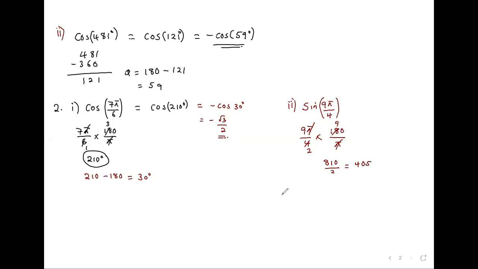Now 405 is bigger than 360, so from 405, we subtract 360. So we'll get 45. So this angle 45 is telling us that actually 9 pi over 4 falls in the first quadrant.